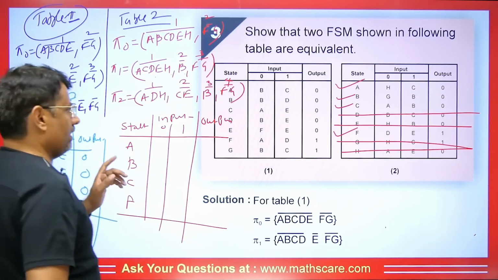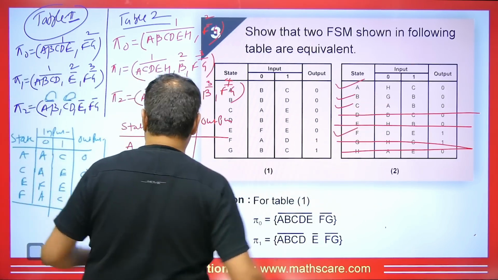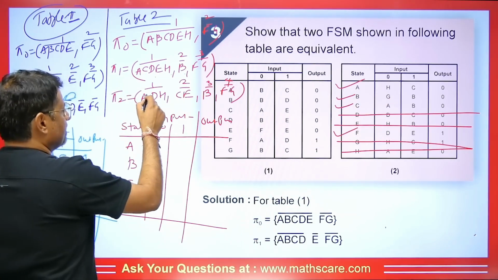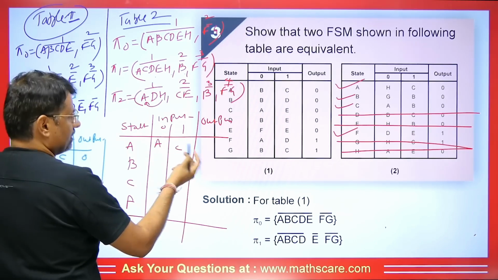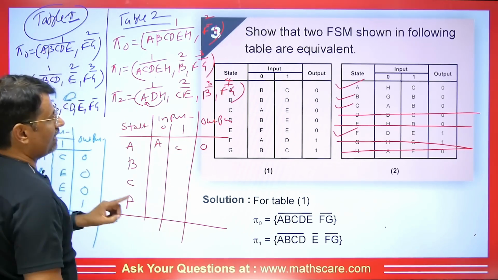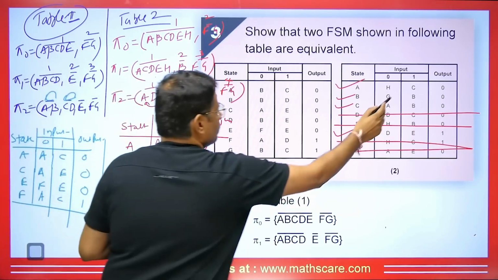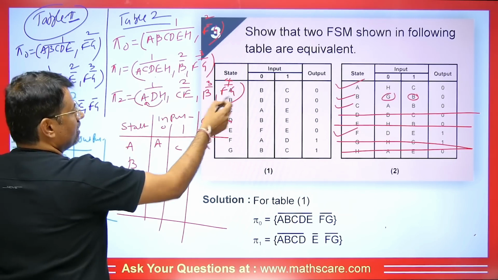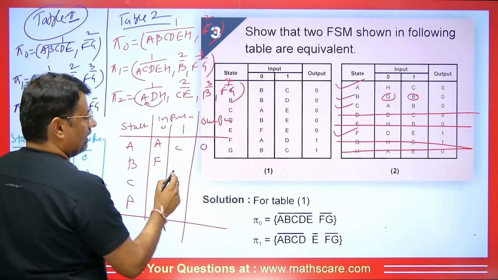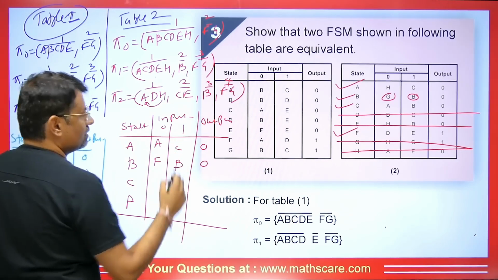Now let's talk about this. Here we have H and C. We don't have H, but we can take A instead of H. So this will be A, right? And C will be here and here will be 0. Now let's talk about B. GB is coming here. We don't have G. G is equivalent to what? It is equivalent to F, so F will be here. Here we will get B. This will be 0.